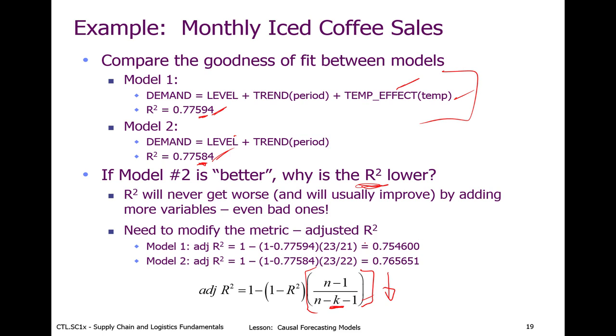So if I do the adjustments here, we can see for Model 1, it's 0.754, and for Model 2, it's 0.765, which is better. And so that's what we wanted. And so the idea here is you should always look for the adjusted r-squared. Now it's kind of a pain that we have to do it by hand here. Any statistical package will always give you this adjusted r-squared. Always use the adjusted r-squared.